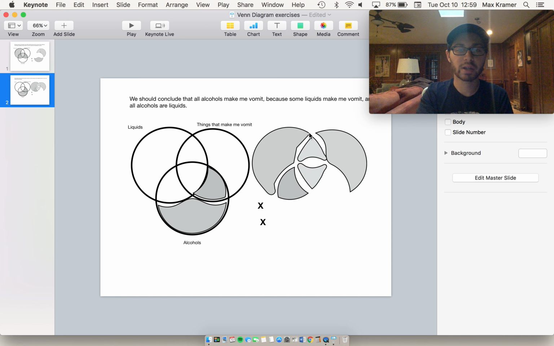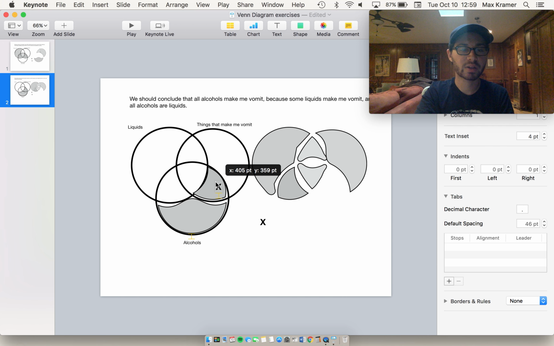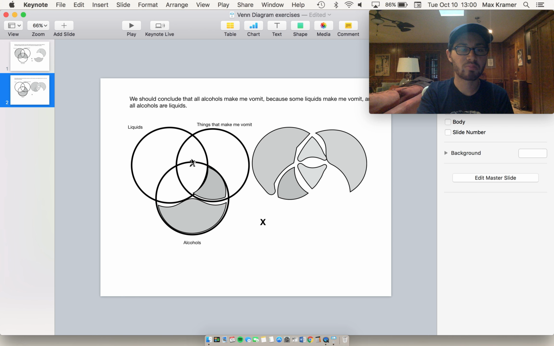Now, some liquids make me vomit. We're going to be using an X, right, because it's particular. So some liquids make me vomit. So we're going to move this X over somewhere over here, but it's unclear initially whether it should go in this section right here or this one, right? Because it doesn't say anything about whether these liquids are alcohols or not. So since we don't have that information, we're going to have to put it right here on the midline, straddling there, because there could be a liquid that isn't an alcohol that makes me vomit, and there could be a liquid that is an alcohol that makes me vomit. We just don't have that information.